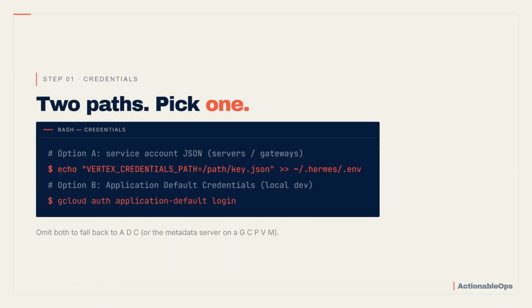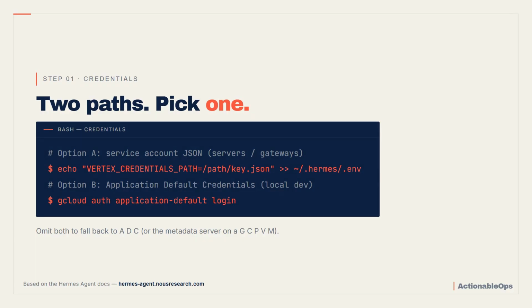Then run hermes model. Choose more providers, then Google Vertex AI. Enter your GCP project ID, or leave blank to use the one in your credentials. Pick a region. The default is global. Then select a Gemini model.